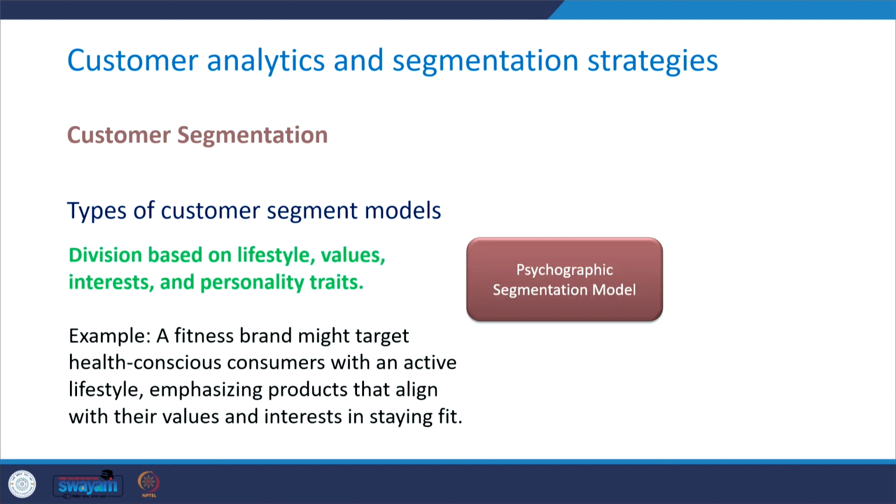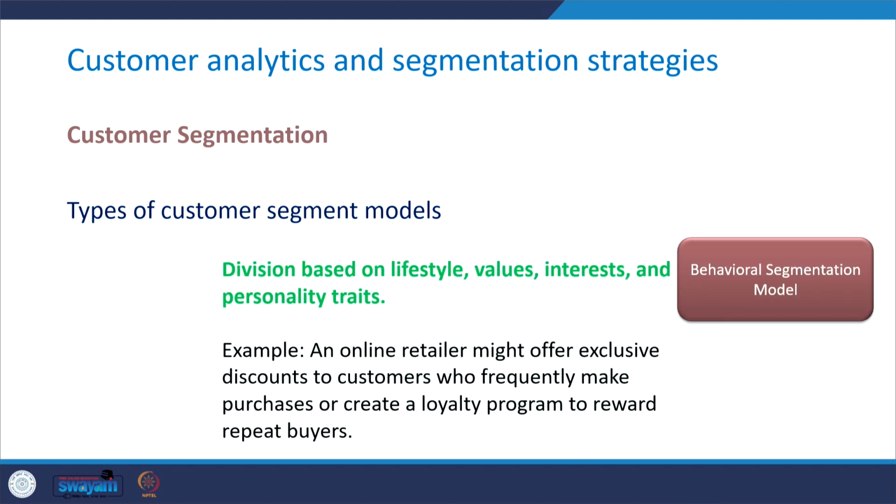The next type is the psychographic segmentation model, where the division is based on lifestyle, values, interests and even personality traits of your customers. For example, a fitness brand might target health conscious consumers with an active lifestyle, emphasizing products that align well with their values and interest in staying fit and healthy.